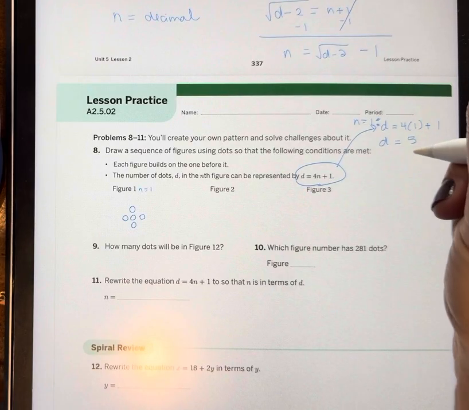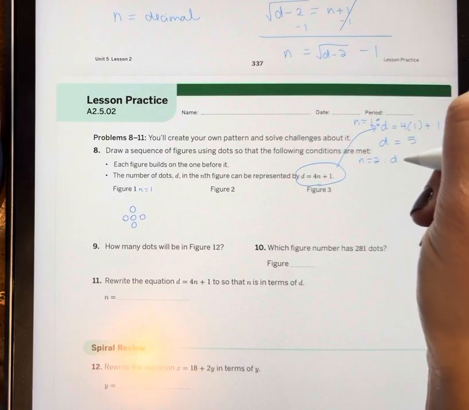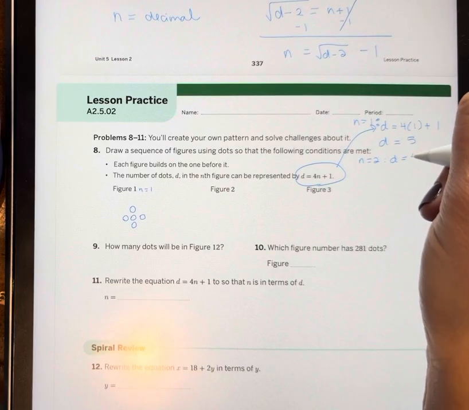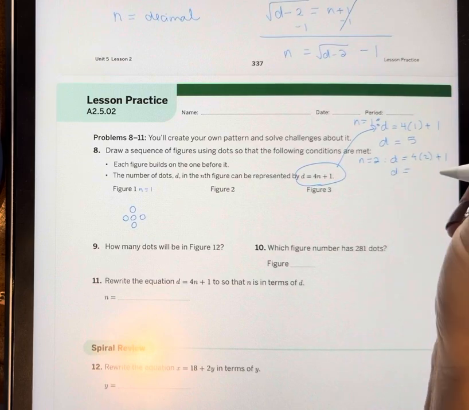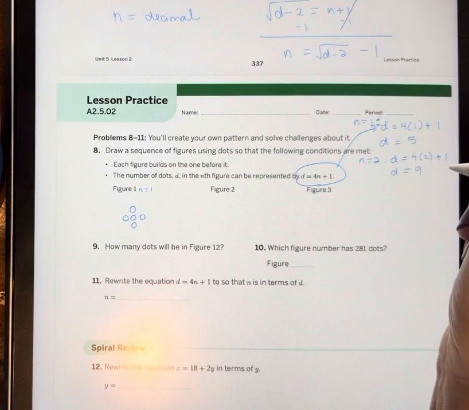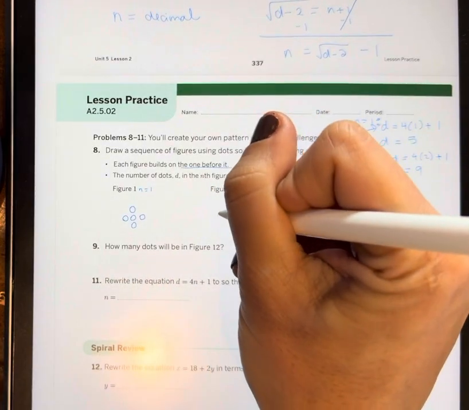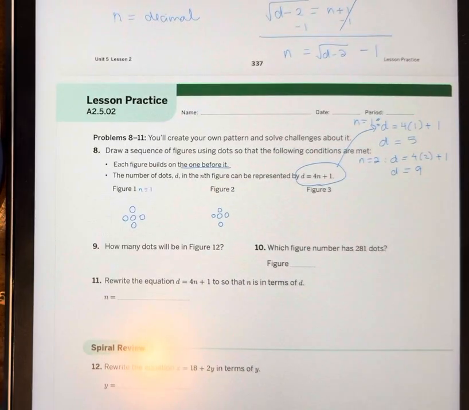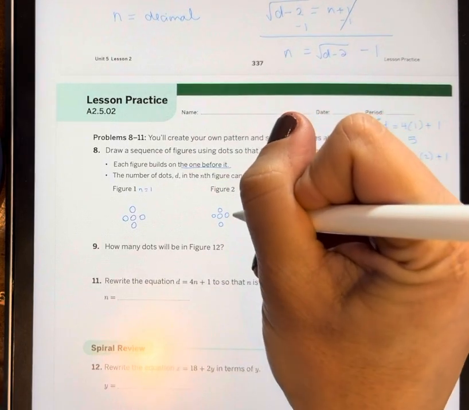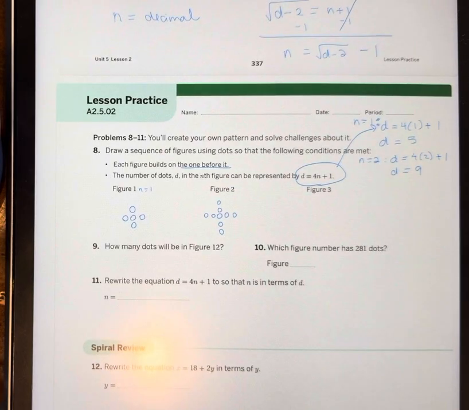Okay, let's see what I have to have when n is 2. I need to have d be 4 times 2 plus 1. So d, in this case, is 8 plus 1, which is 9. Okay, and it needs to build on the one before it. So I have to take what I drew, and now I need 4 more. So I'm just going to add 1, 2, 3, 4. Just keep it going. Why not?